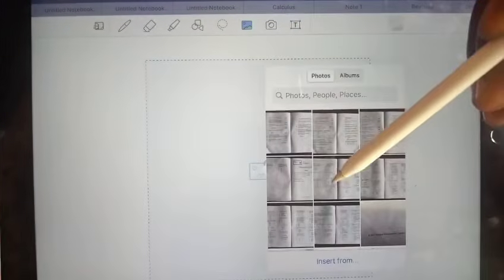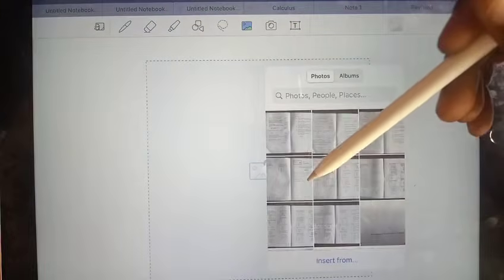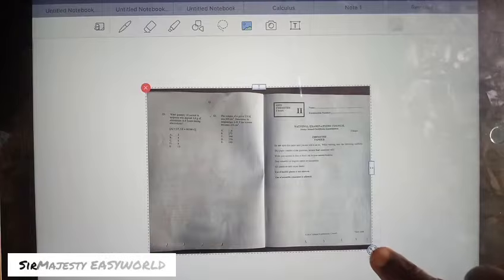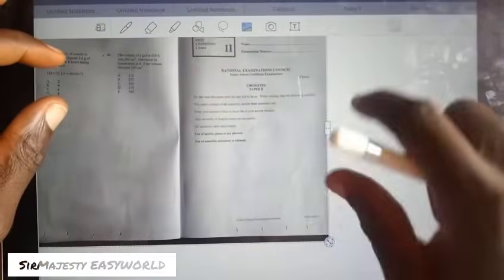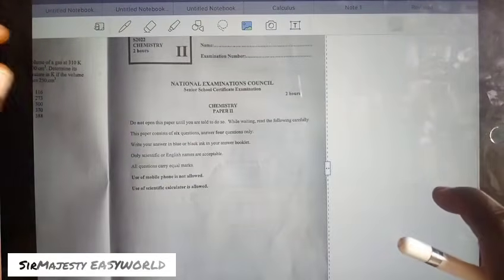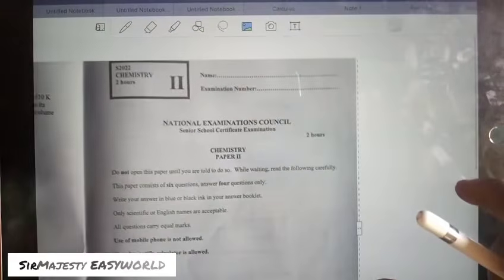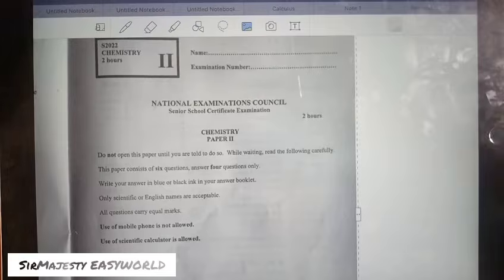Today I will handle NECO Chemistry Paper 2 2021. We just concluded Paper 1, so we're going to be looking at the Paper 2 questions. So let's go and lift the questions. These are the ones we answered.